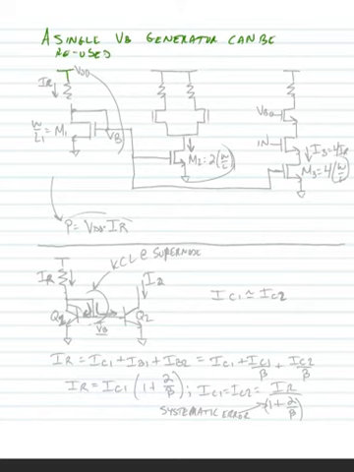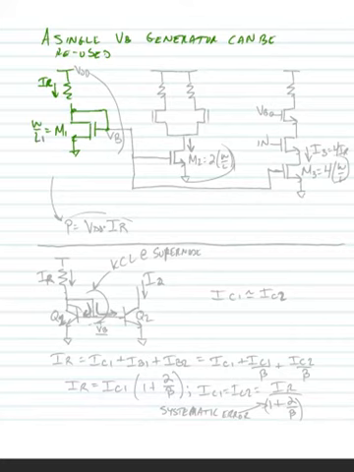So we start with our simple VB generator. We have some reference current going through our resistance. We'll call the reference current IR. We have our diode connected transistor, and it has some dimension W over L1.